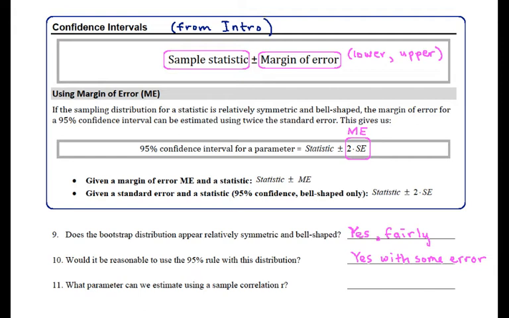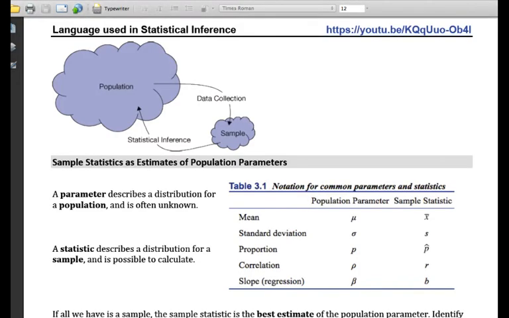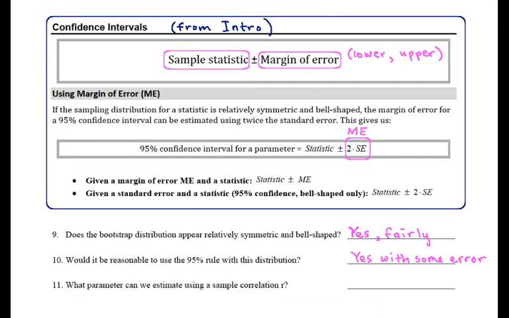And what parameter can we estimate from a sample correlation R? Well, for this we need to think back to the list of sample statistics and parameters that they estimate, which is in section 3.1. So just briefly, this table here is what we're talking about. So we have correlation, sample statistic R, population parameter, the Greek letter rho. So we're going to put that as a rho.